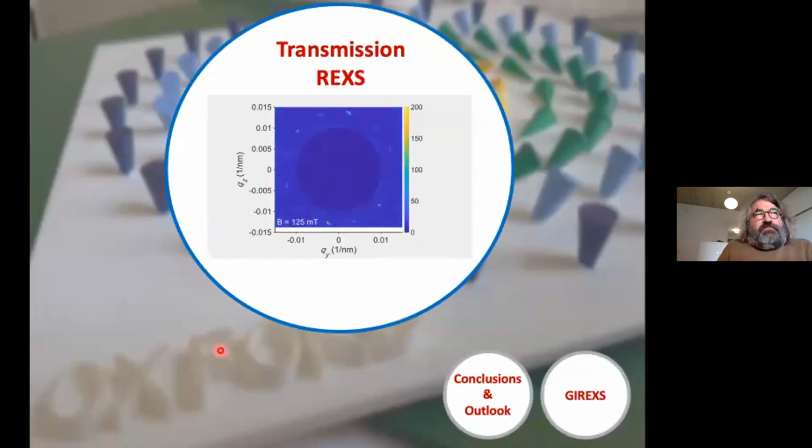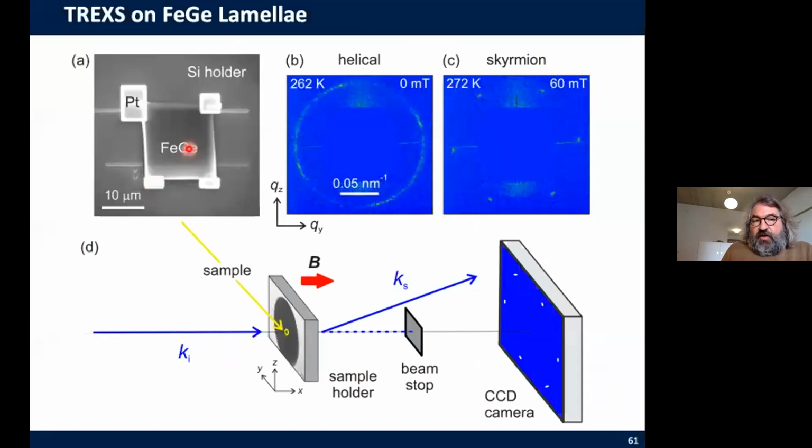Okay, so the issue if you do reflection REXS is that because we're looking at an incommensurate magnetic order, there are magnetic peaks that are decorating the structural Bragg peak. And the structural Bragg peak can be nicely reached in copper oxyselenite, but not in many other systems because their lattice constant is simply too small. Then it's transmission REXS to the rescue. And here you see an example on iron germanium.